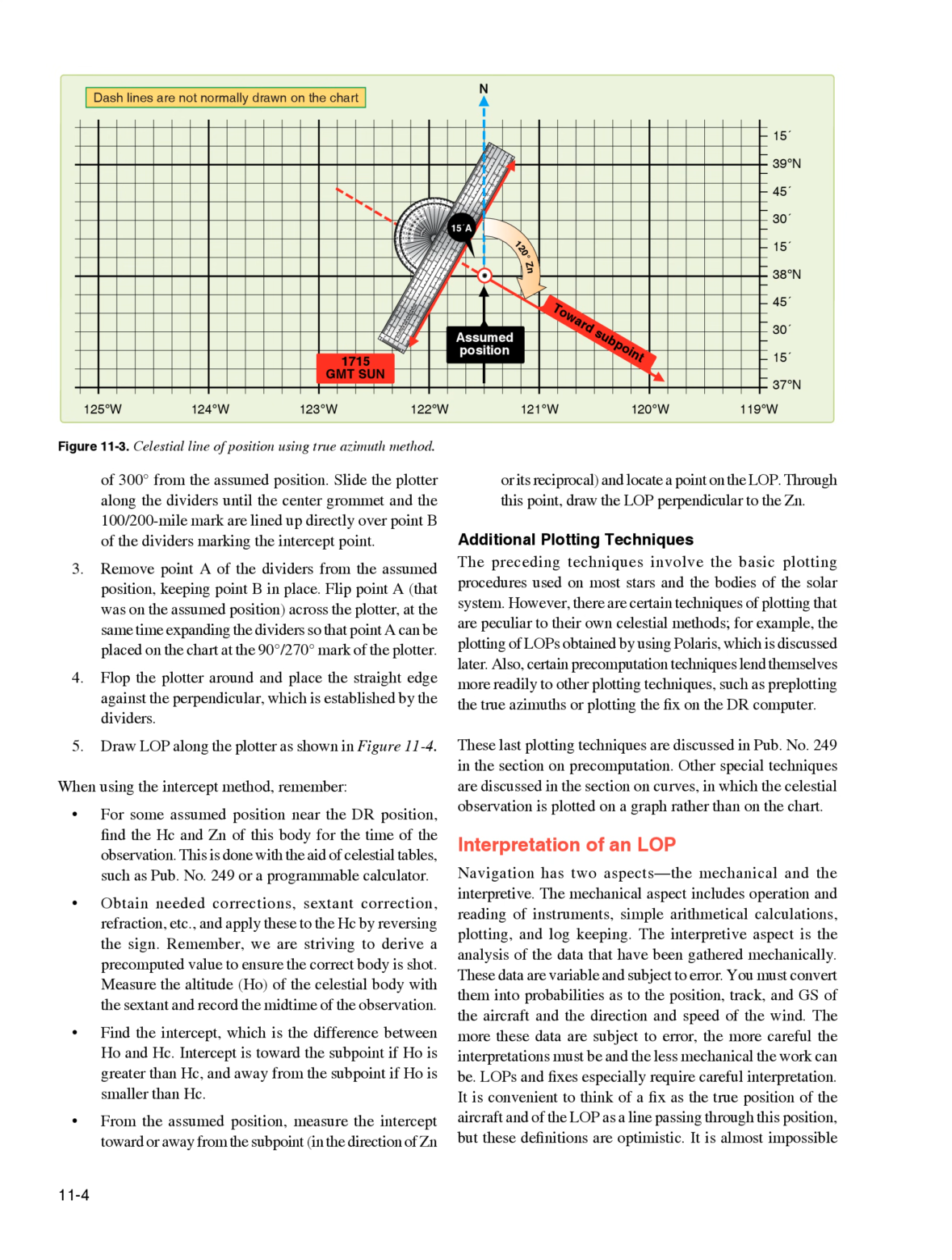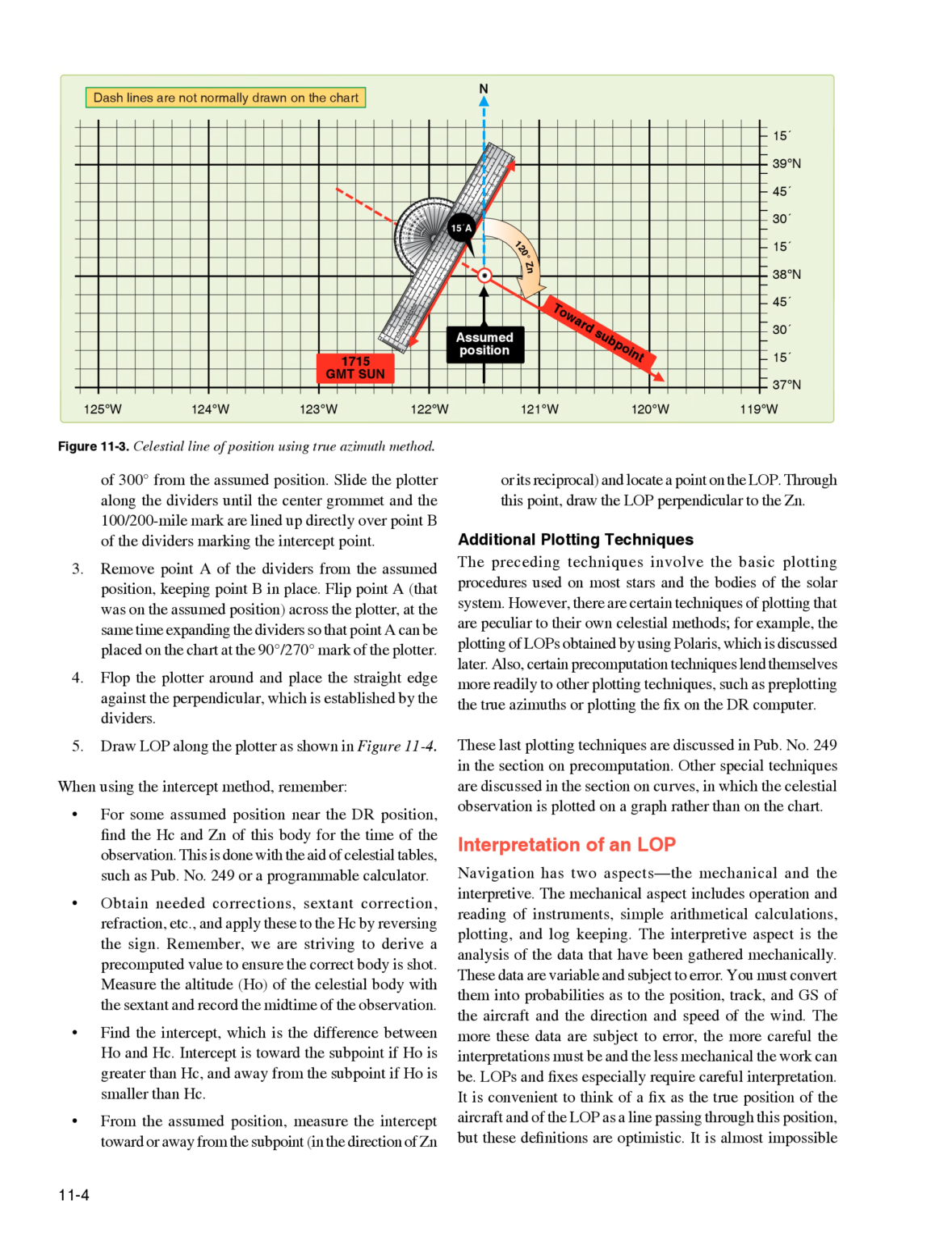3. Remove point A of the dividers from the assumed position, keeping point B in place. Flip point A, that was on the assumed position, across the plotter, at the same time expanding the dividers so that point A can be placed on the chart at the 90 degrees/270 degrees mark of the plotter. 4. Flop the plotter around and place the straight edge against the perpendicular, which is established by the dividers. 5. Draw the LOP along the plotter as shown in figure 11.4.